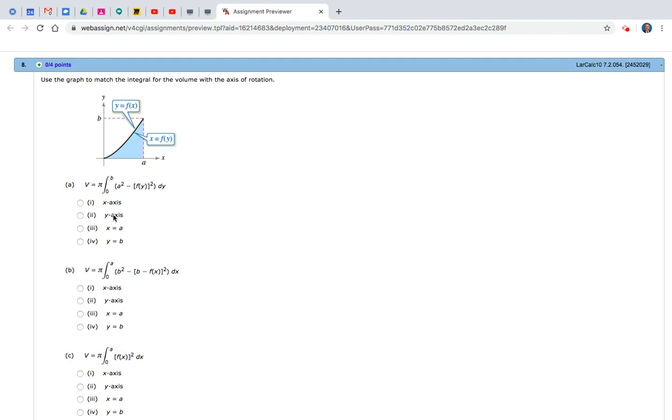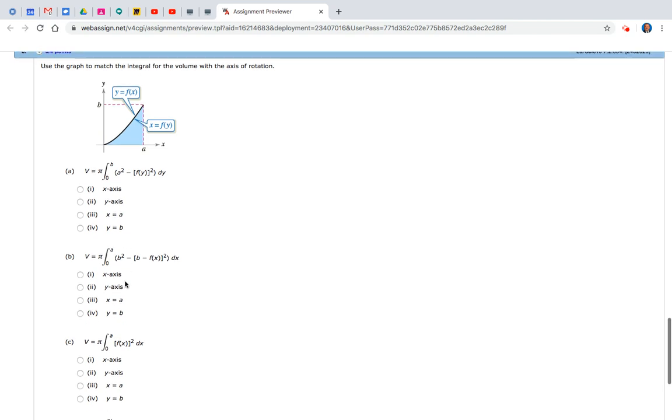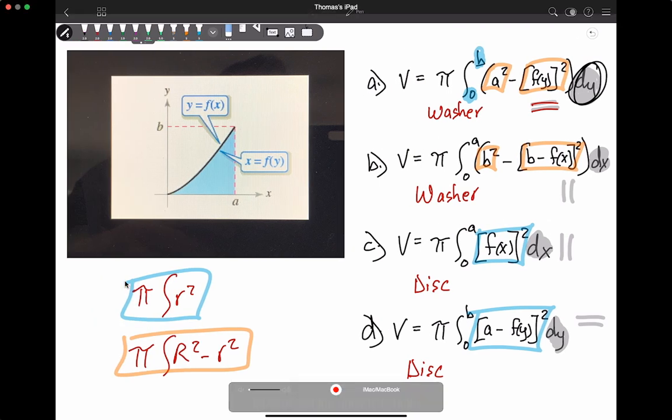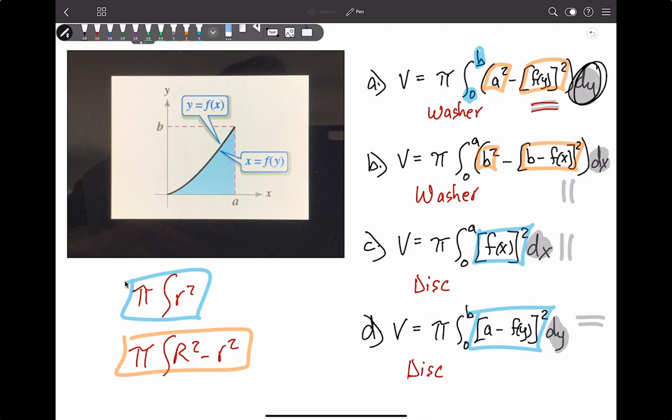Now let's come over here and look at part B. Part B is a washer method, so we're going to have a big R squared minus a little r squared. They are vertical slices because we had dx, and we're going to rotate them about something. In this case, as far as intuition, chances are that this blue region is going to rotate about the x-axis.